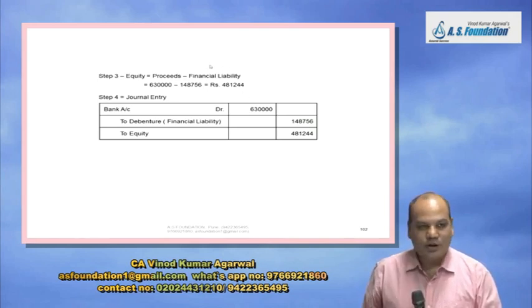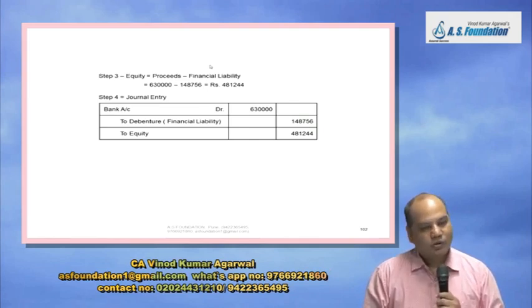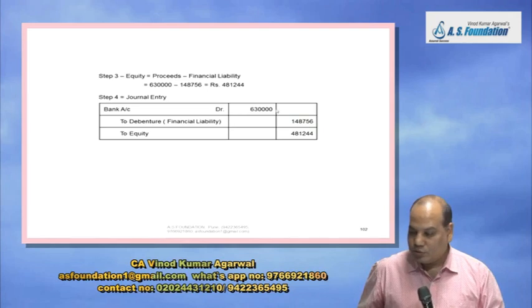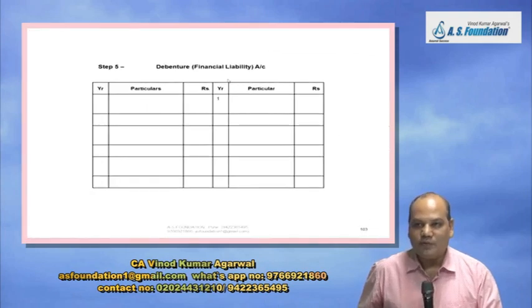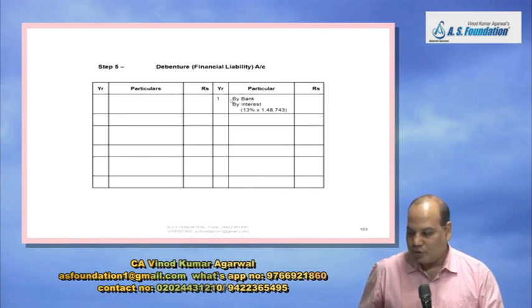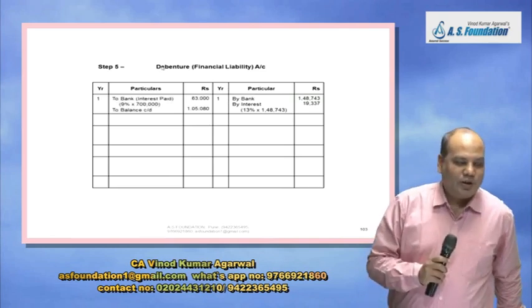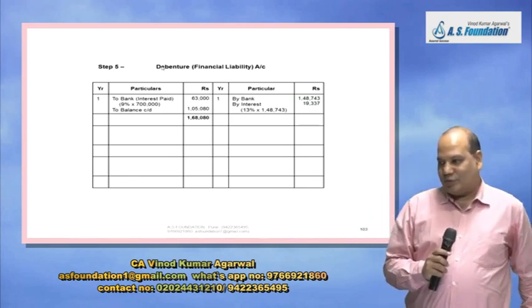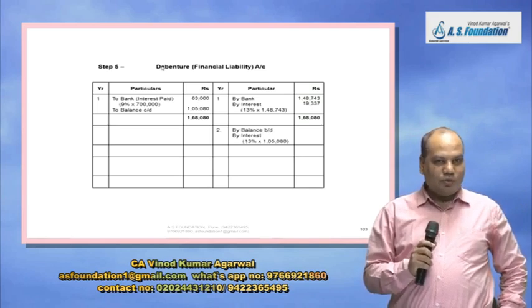In IFRS 9, there are two types of financial liabilities. One which is carried at amortized cost and one which is carried at fair value through profit and loss account. So this instrument will be carried at amortized cost. So we will use the effective interest rate method for accounting purposes. So write down. First you draw this format. Step 5. Debenture financial liability account. Or you can write in a notebook if you don't have enough space there. As you wish.